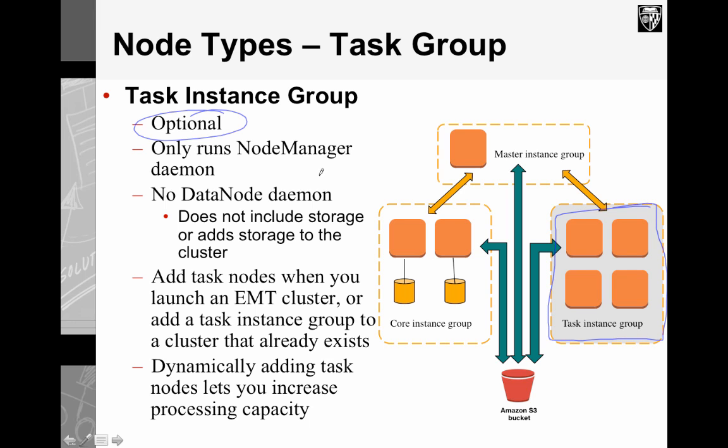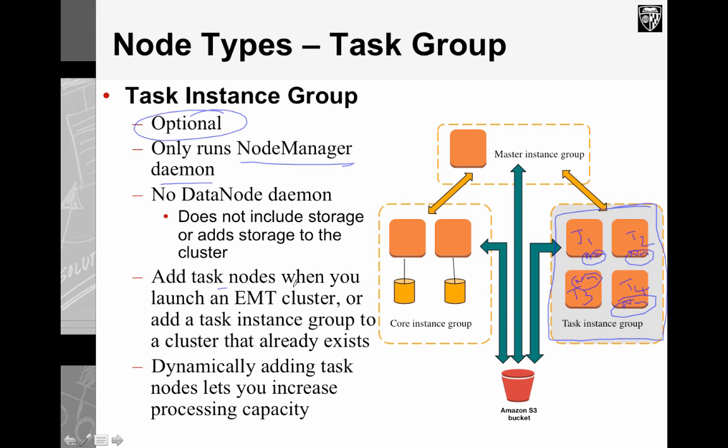The task instance group runs only the node manager daemon. They only run node manager. So task 1, task 2, task 3, task 4, these are the VMs. They will only run the node manager daemon, only the node manager daemon. Notice they are not running the data node daemon because there are no disks associated with them that allow you to store any data like you have in the core instance groups.